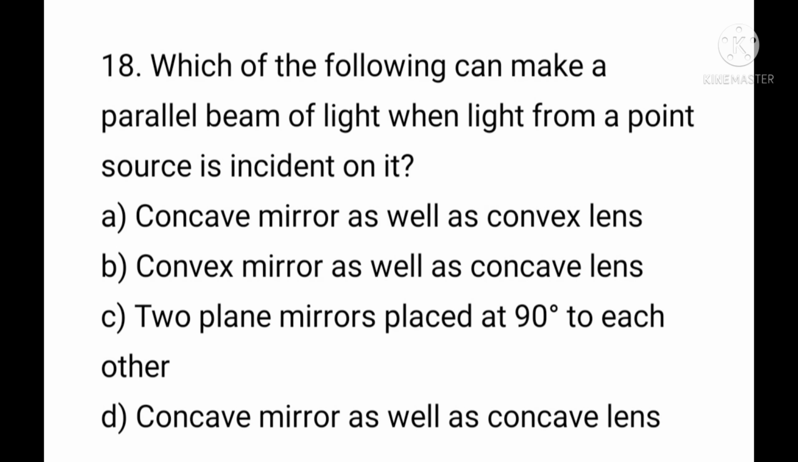Question number 18. Which of the following can make a parallel beam of light when light from a point source is incident on it? Option A, concave mirror as well as convex lens. Option B, convex mirror as well as concave lens. Option C, two plane mirrors placed at 90 degrees to each other. Option D, concave mirror as well as concave lens. Here the correct option is option A, concave mirror as well as convex lens.